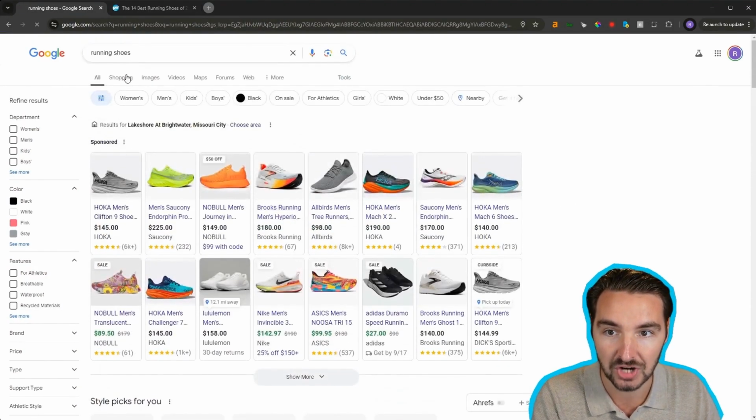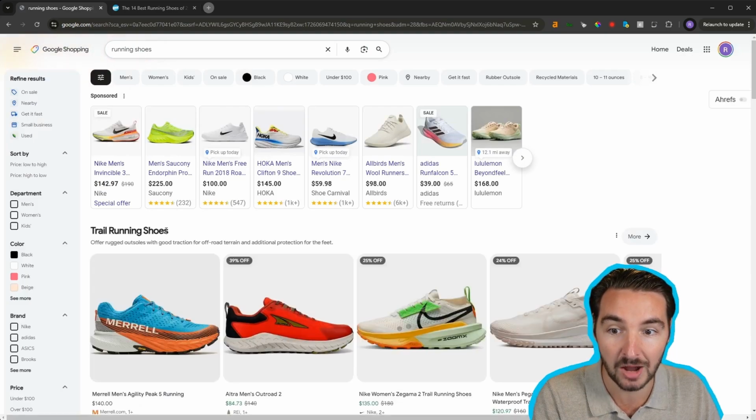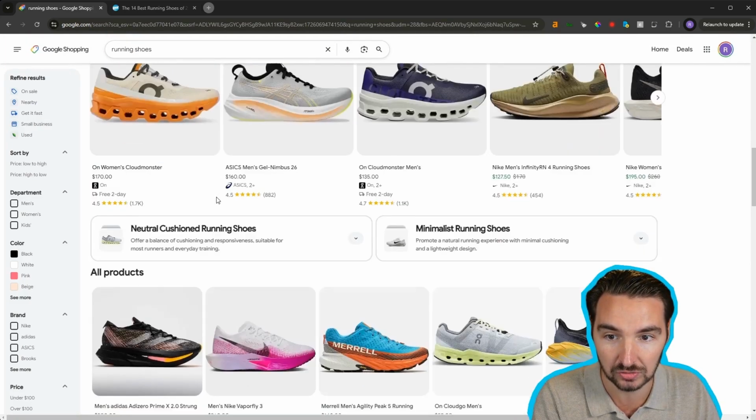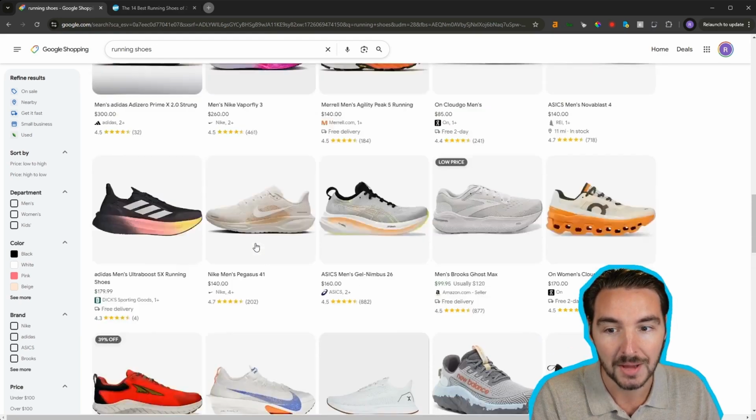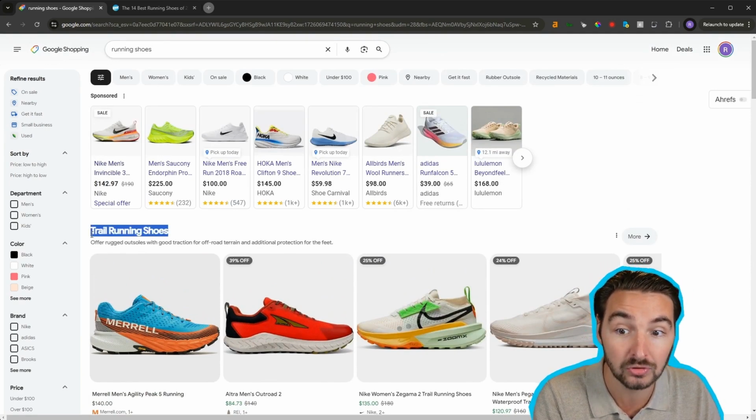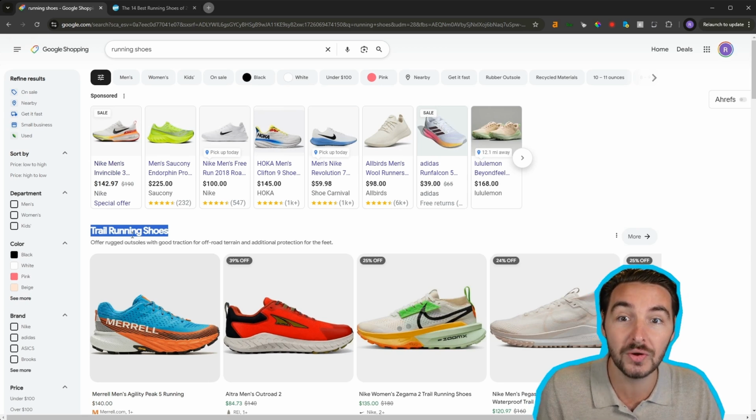For example, shopping. We can look at shopping and it breaks it out by trail running shoes. They break it out by stability running shoes, by road running shoes, and then basically all of them. But it's important to note even the order they're showing this in. If people are looking up running shoes, 9 times out of 10, they're probably looking up trail running shoes because Google is showing us this first.